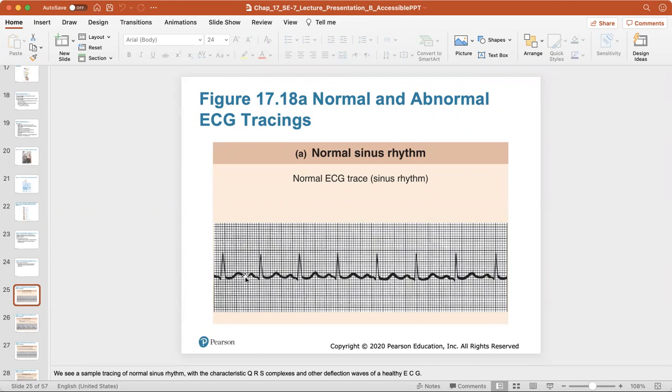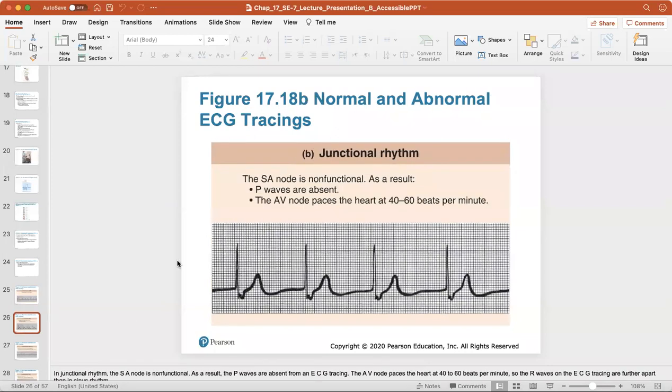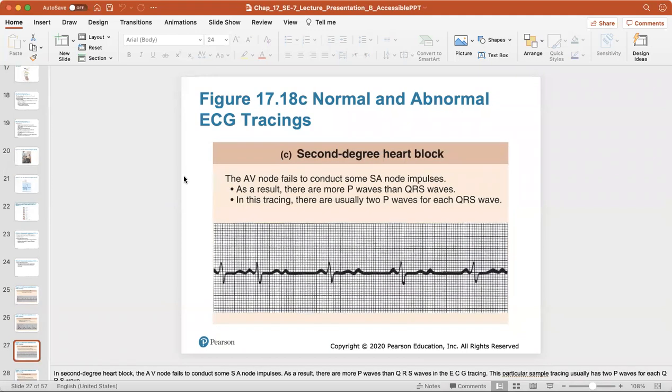So everything looks normal. All the PQRST complexes, they're all accurately spaced. Here's a look at a junctional rhythm. So the SA node is non-functional, and as a result, the P waves are absent and the AV node paces the heart a little bit slower at 40 to 60 beats per minute. Here's a look at a second-degree heart block. So the AV node is failing to conduct some SA node impulses. So as a result, there are more P waves than QRS complexes because the atria are contracting, but sometimes you just see this line here, the ventricles aren't contracting.